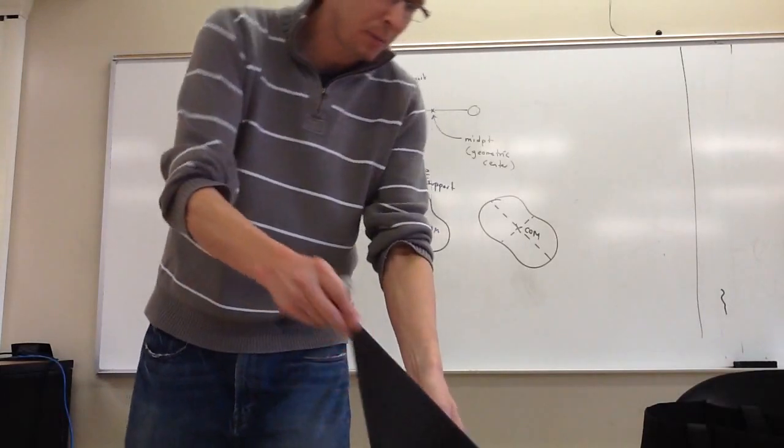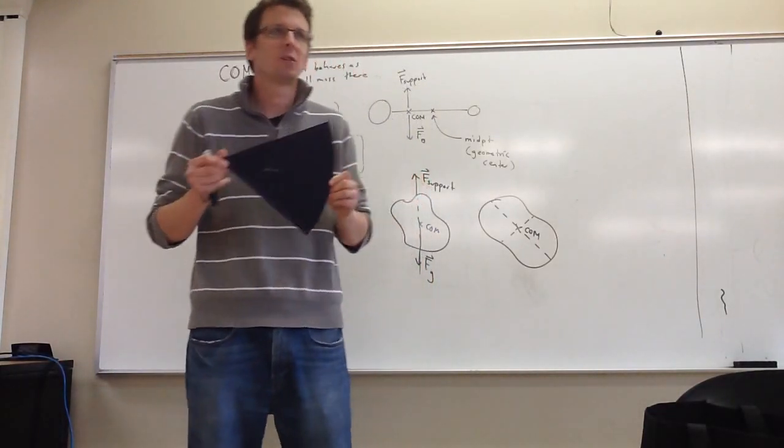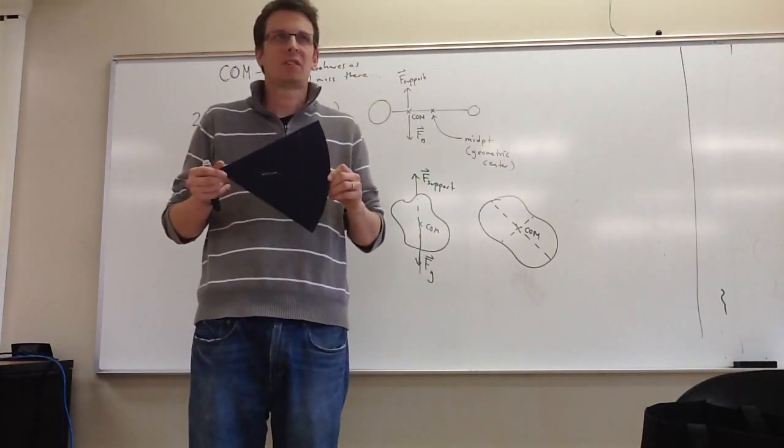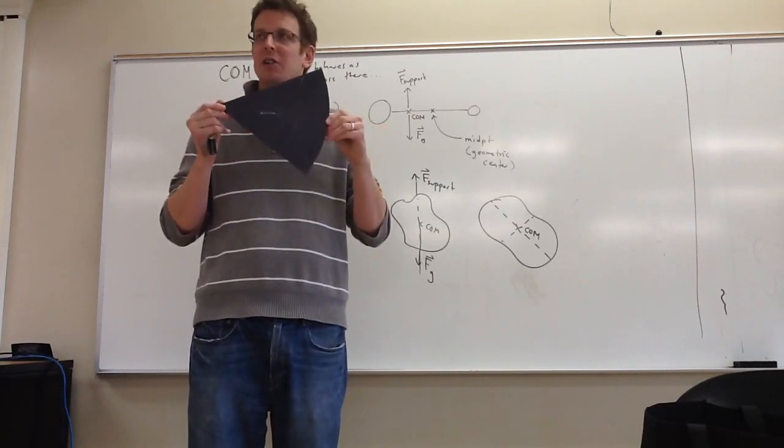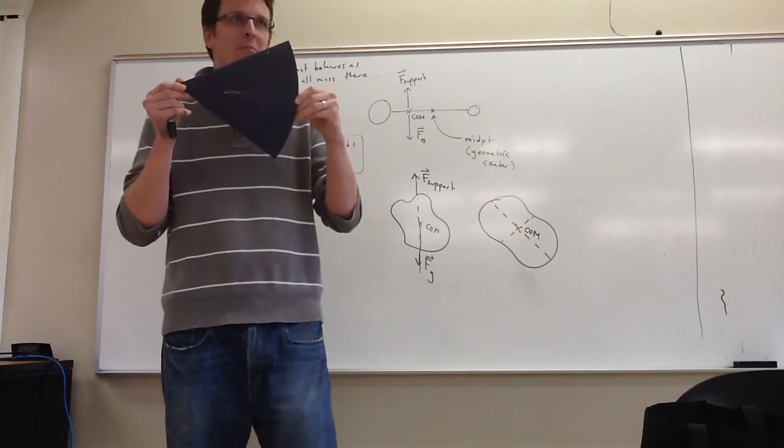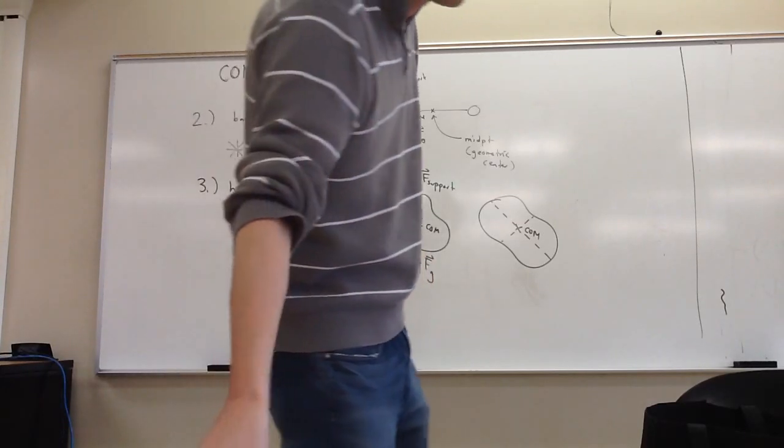If I threw this object up in the air, that point would have to go straight up and straight down. The rest of the points could spin. I'm not going to do that because this thing has a lot of sharp corners, but I'll do a couple other objects and I'll show that to you.